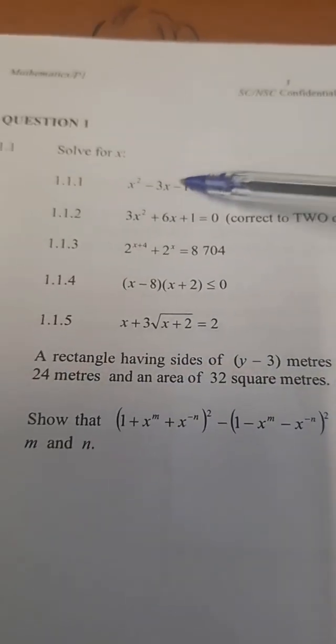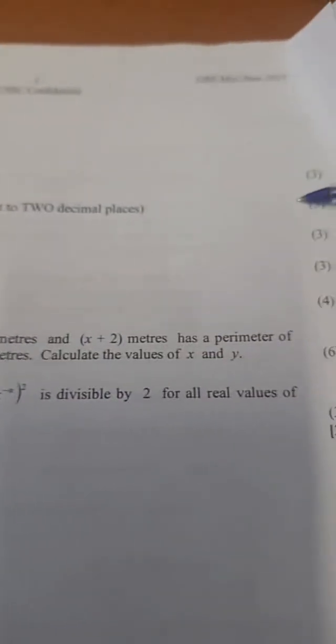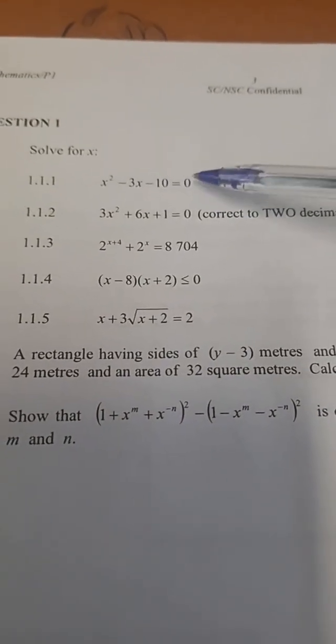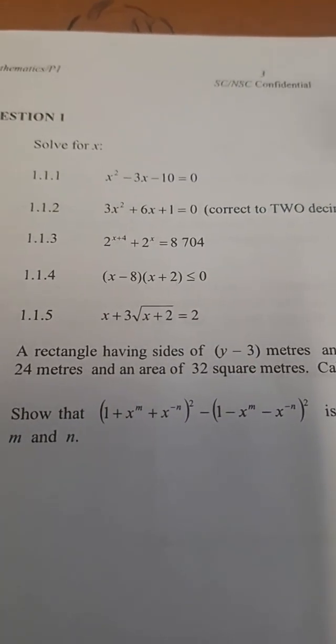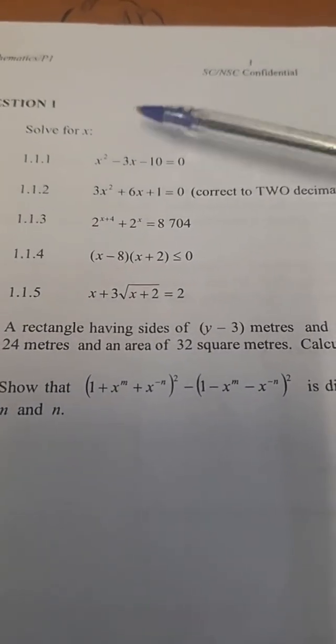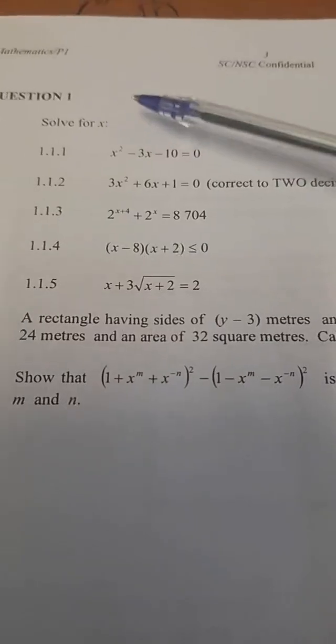So hopefully question 1, solve for x, the 3 marks. If you are a learner, there's no way that you can get 0 out of 150 for a paper 1 exam. No ways at all. So let's just quickly scan through this paper.